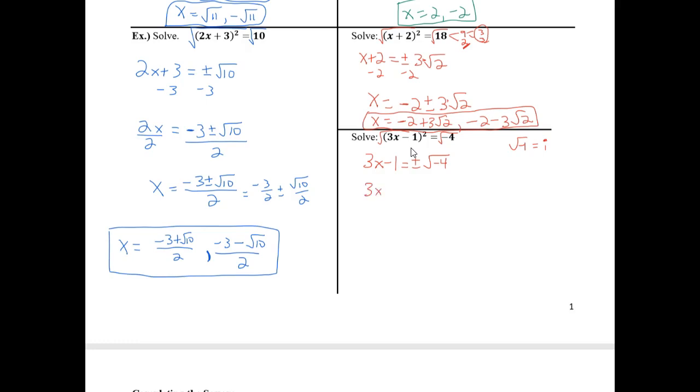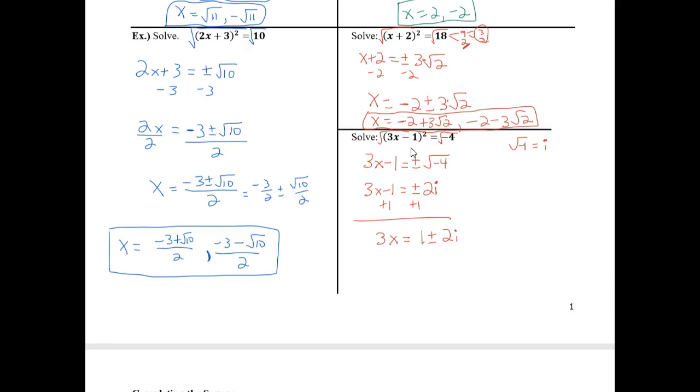So I have plus and minus. The square root of 4 is 2. And the square root of negative 1 is i. And now I need to solve for x. I add 1 to both sides. I have 3x equals positive 1 plus or minus 2i.